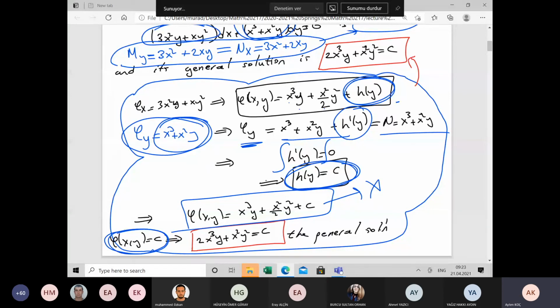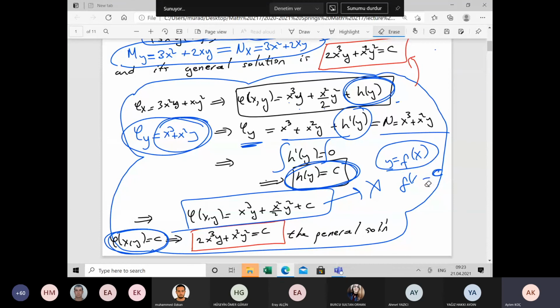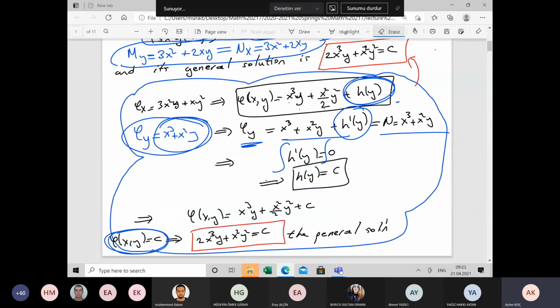Because this one is a function. For example, take f of x. Y equals f of x is a function. But f of x equal to c, or 0, is an equation. Not the same. This one is phi, and this one is phi. This one is not the solution. This one is a function phi. But the solution, the implicit general solution, is phi(x,y) equal to c. So this one is the general solution.